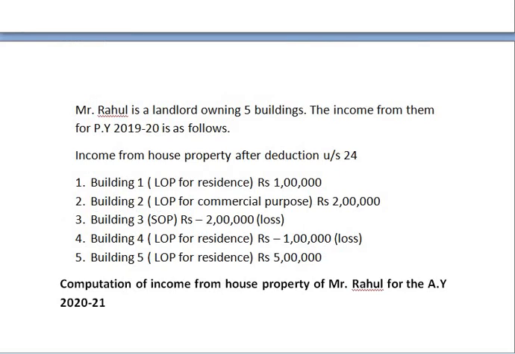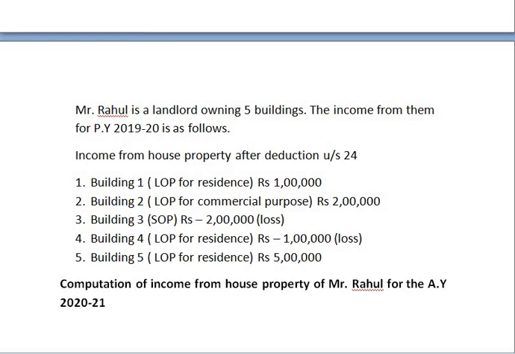Let us solve one more sum on inter-source set-off on income from house property. And the question is, Mr. Rahul is a landlord owning 5 buildings. The income from them for the previous year 2019-20 is as follows. Income from house property after deduction under section 24. First, building 1, which is let out property for residence, is rupees 1 lakh. Building 2, let out property for commercial purpose, is rupees 2 lakh.